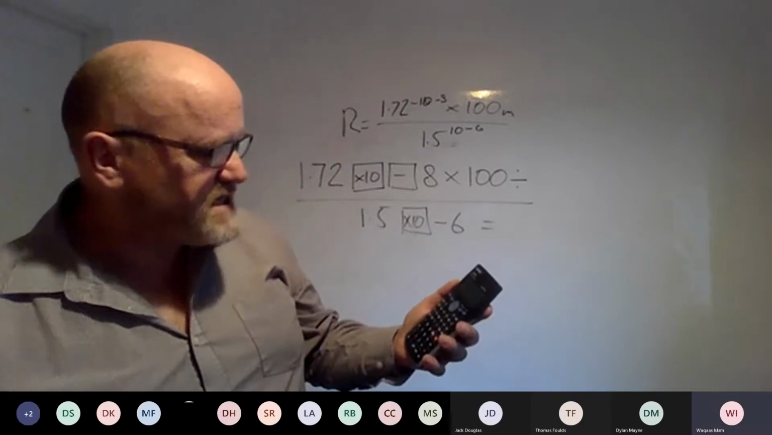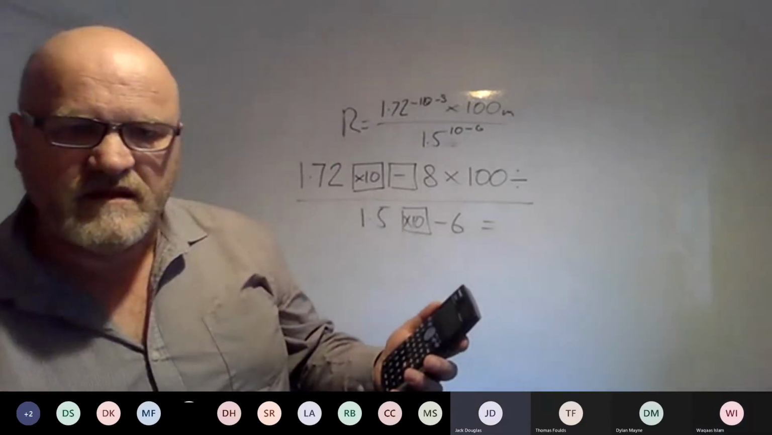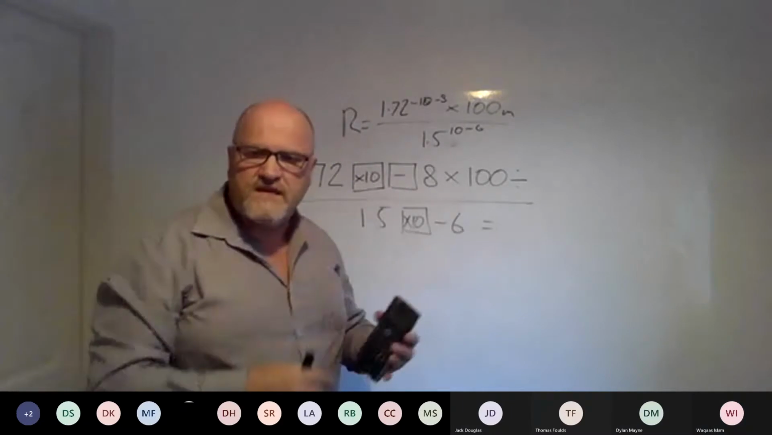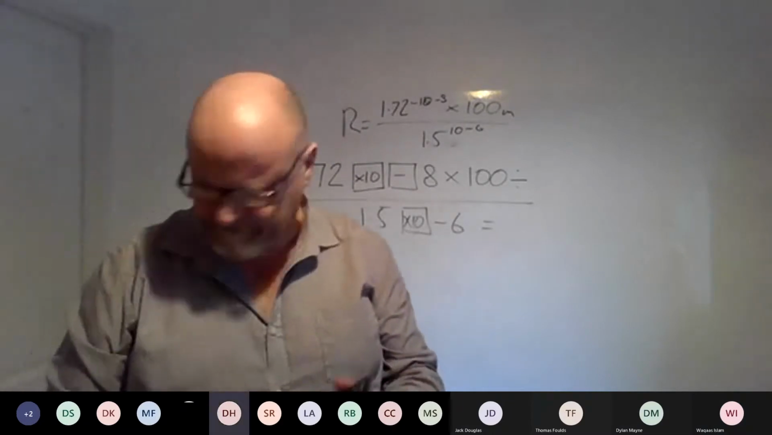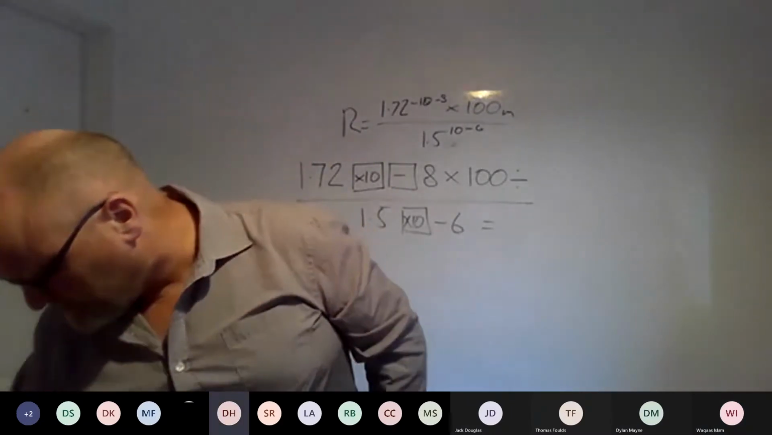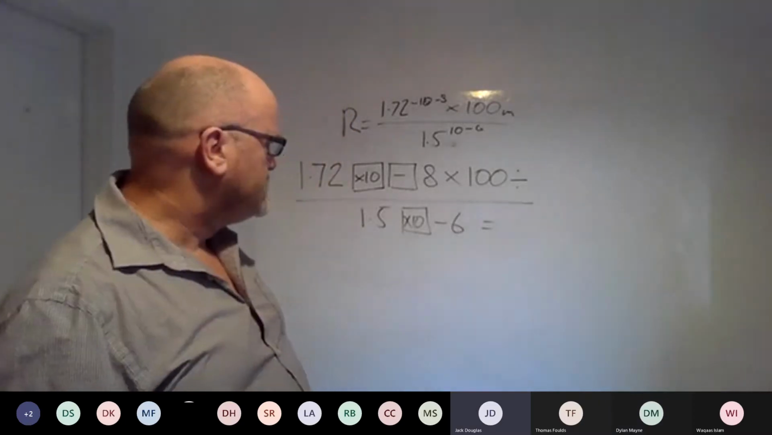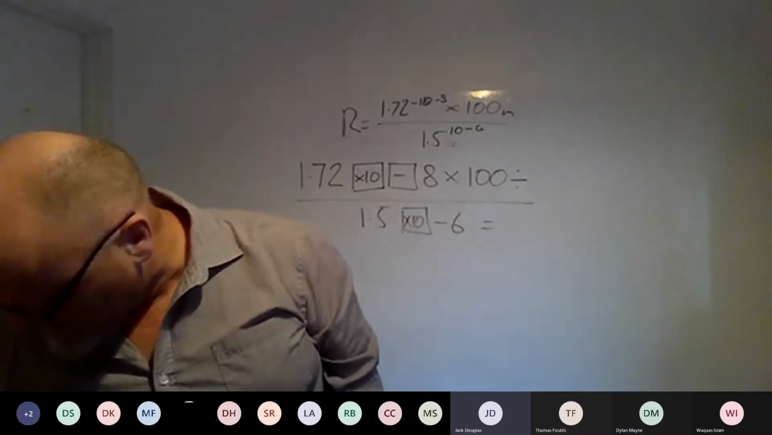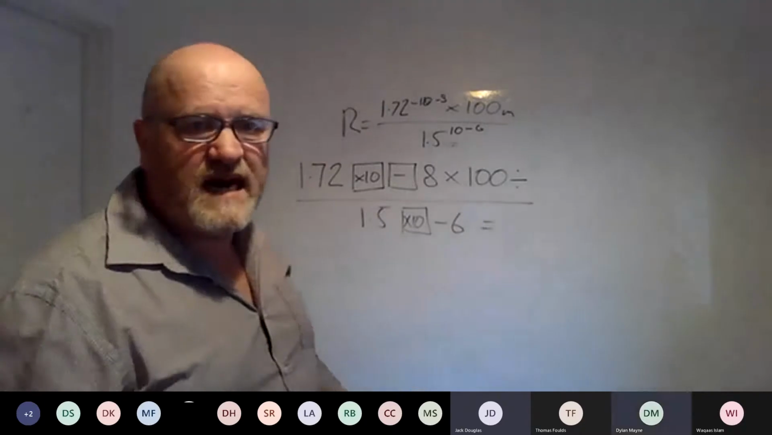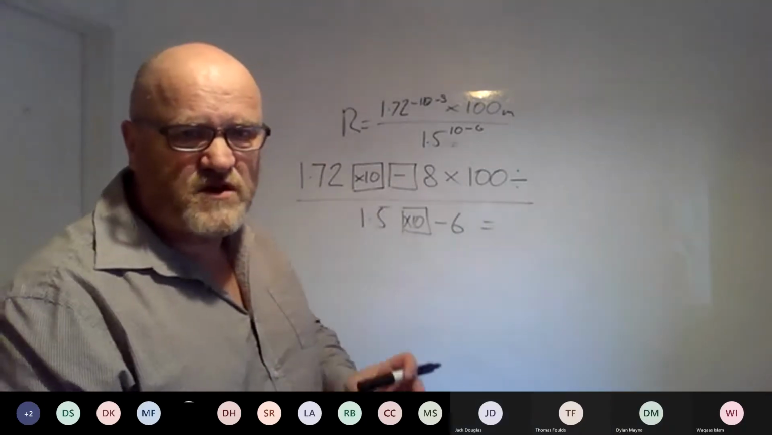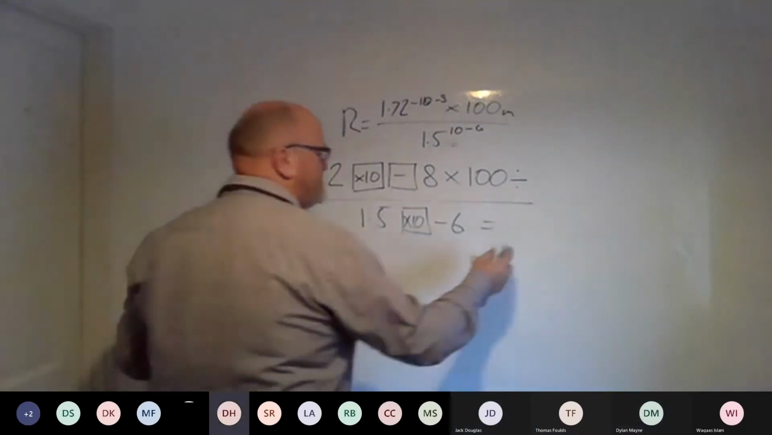You get 1.146 recurring. So what does that actually mean, guys? What's that number telling you? That is the resistance of the copper wire. When we buy cable, how long is it? What size rolls do we buy it in?